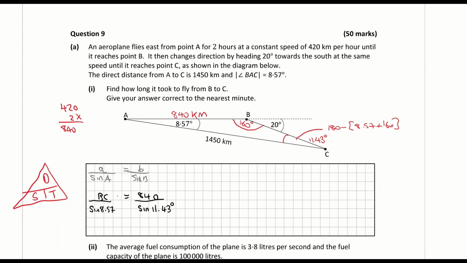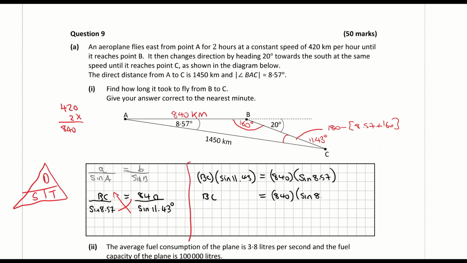Solving this now, I'm going to cross multiply my two fractions. And that is giving me sine 11.43 multiplied by BC. I'm just going to keep that as is. You can turn them into decimals if you want, but I'm going to leave them in their original form here just to make life a bit easier. That is equal to 840 times sine of 8.57. Again, you can multiply them out. I'm going to divide both sides then by sine 11.43 to get the length from B to C. So that's 840 times sine of 8.57 all over sine of 11.43 degrees.